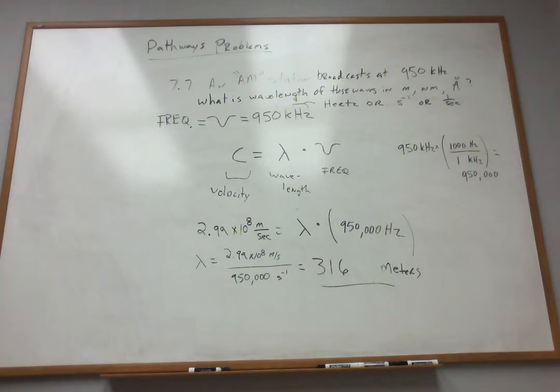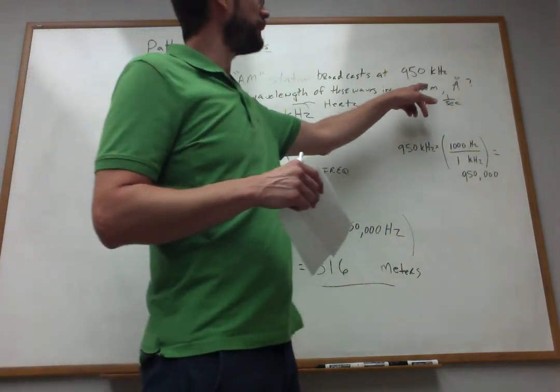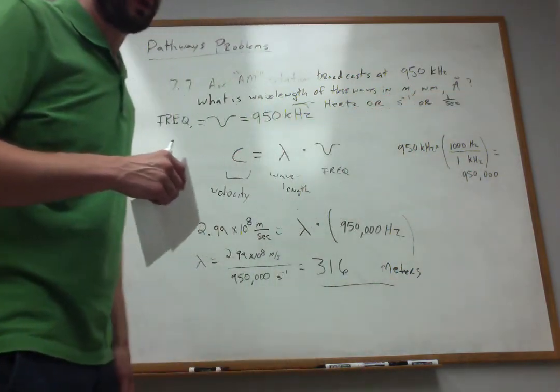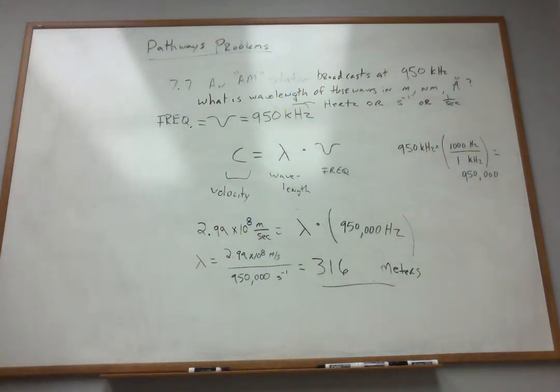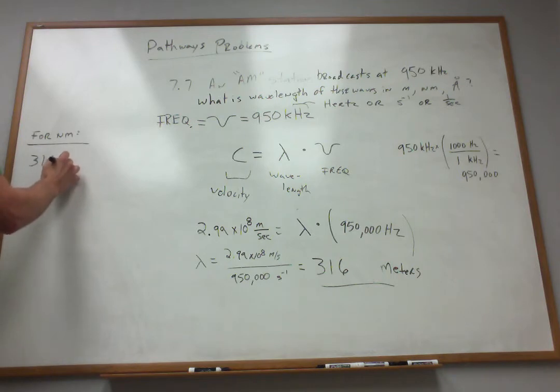Now, looking at this book problem here, they want us to also do some unit conversions to express the wavelength in other units, such as nanometers and an angstrom unit. I think this might be the first time you're introduced to angstrom, so we'll take a look at this. Okay, so it's just a unit conversion in either case.